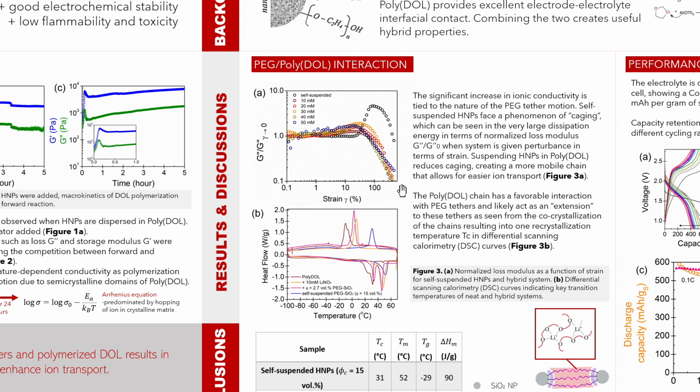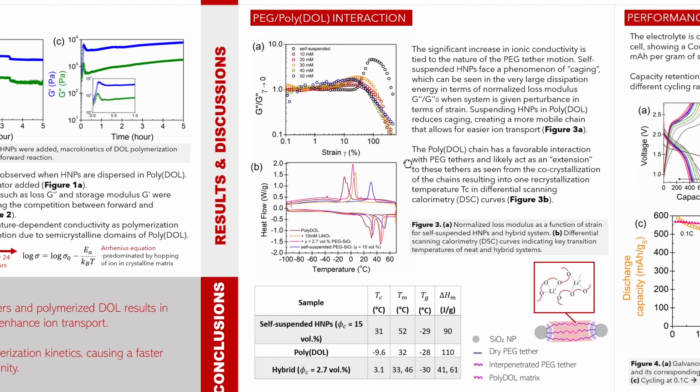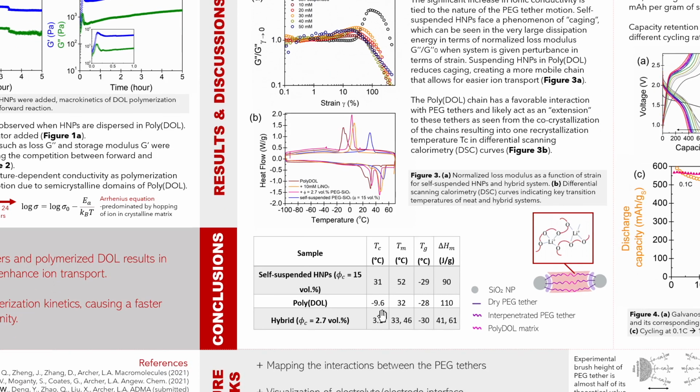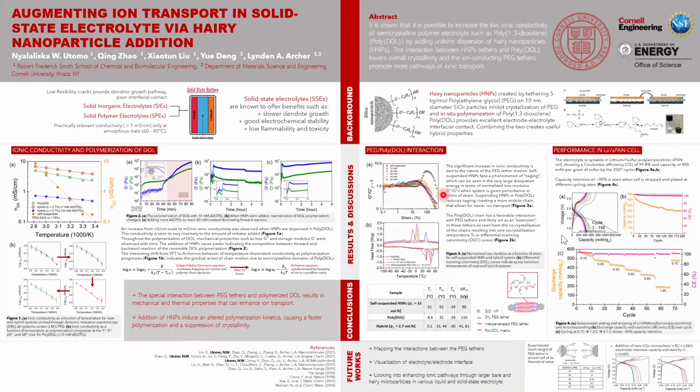How does this happen though? The answer lies in the tight interaction between PEG tethers and poly-DOL chains. Differential scanning calorimetry in Figure 3b shows only one recrystallization temperature in the hybrid system instead of two, supposedly one for PEG and one for poly-DOL. The chains interact so strongly that they co-crystallize. This little schematic here shows the poly-DOL acting as an extension of the PEG tethers, which is beneficial as the ether oxygens are able to interact with lithium ion.